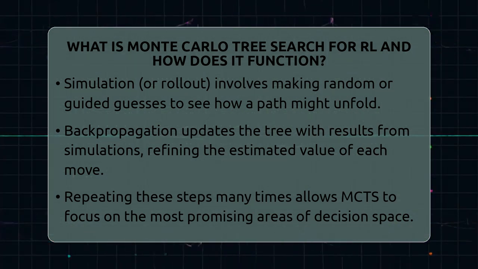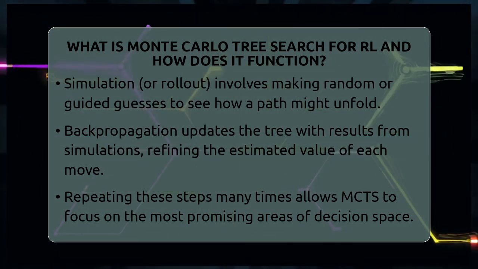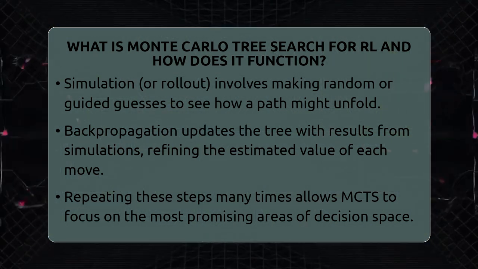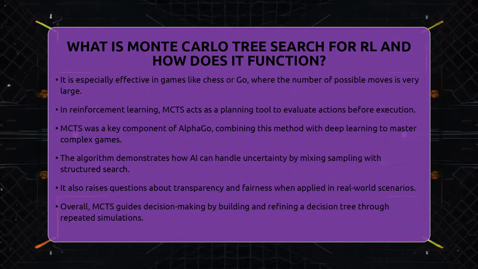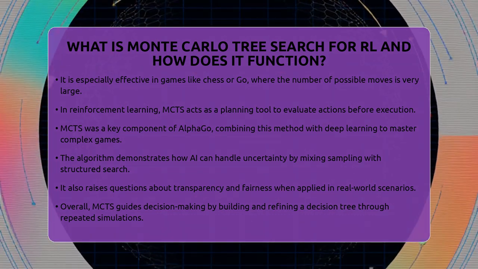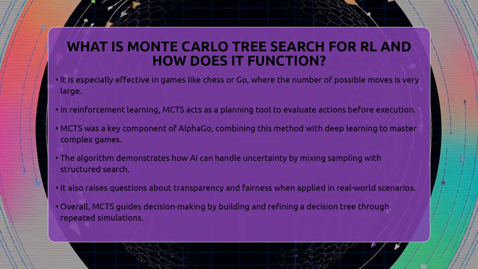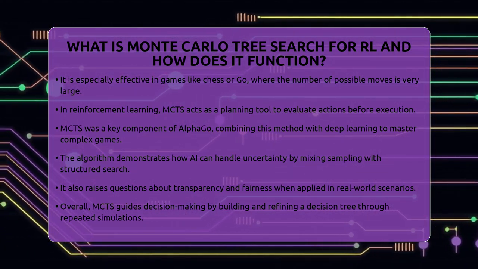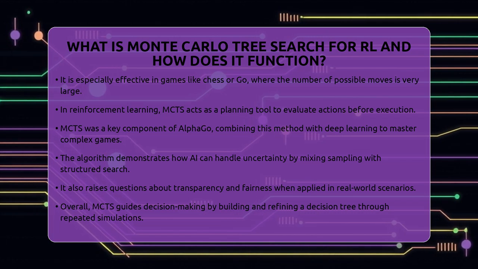This approach is especially useful in games like chess or Go, where the number of possible moves is enormous. In reinforcement learning, Monte Carlo tree search acts as a planning tool. It simulates future scenarios to evaluate actions before actually making a move. It was a key part of systems like AlphaGo, which combined this method with deep learning to master complex games.